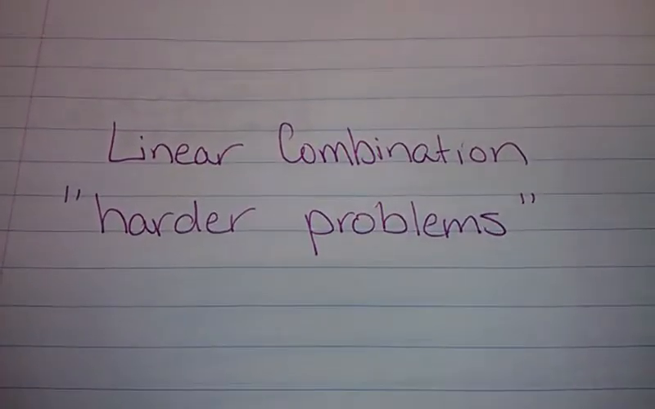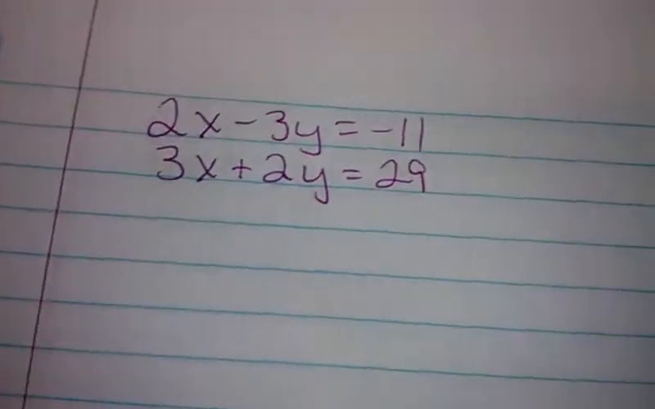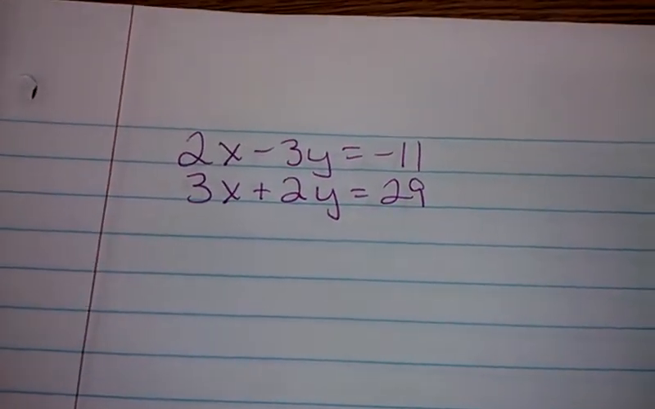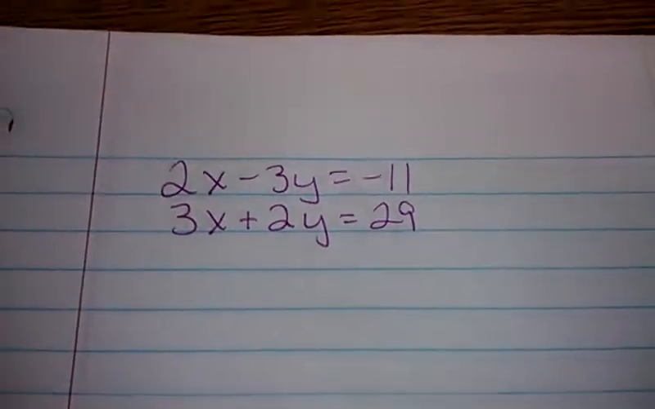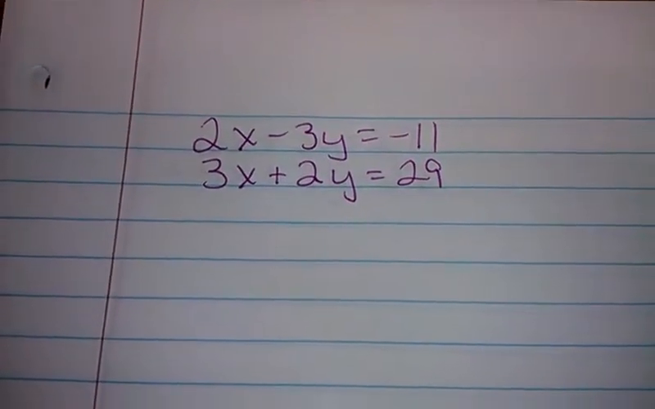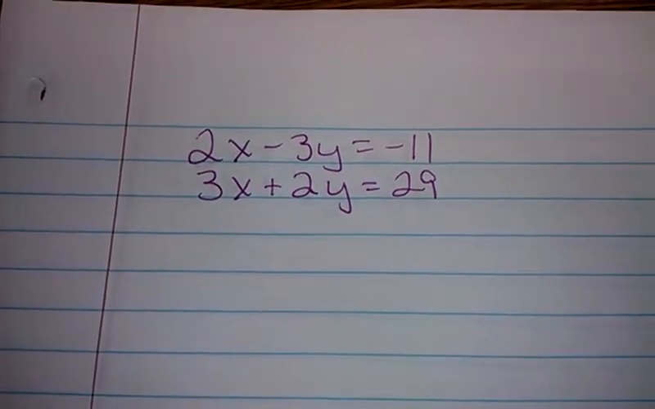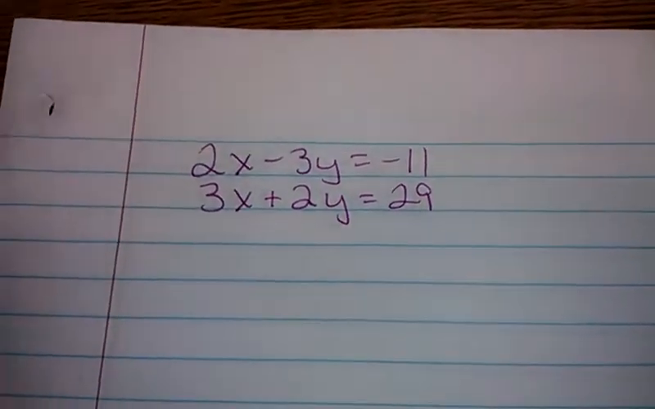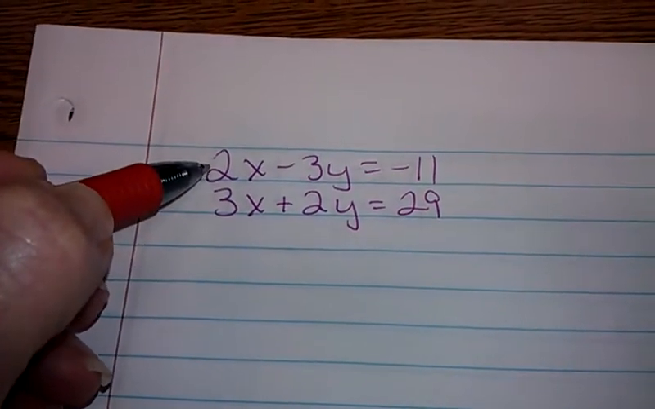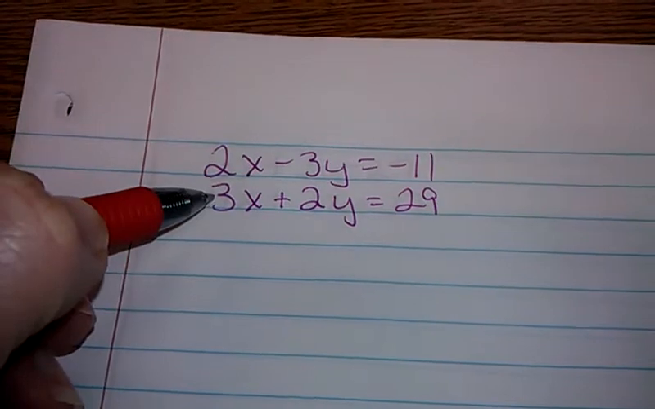In this video, we're going to be solving linear combinations, what I have labeled harder problems. It's not that they're harder, it's just got more steps in order to solve it. Right here, as I'm looking at these two equations, we've done things in the past where one of the letters automatically goes away, another one where you have to multiply one of the equations. Well, in this case, that's not going to work to just multiply one of them, because there's not a whole number to multiply by 2 to get to 3.